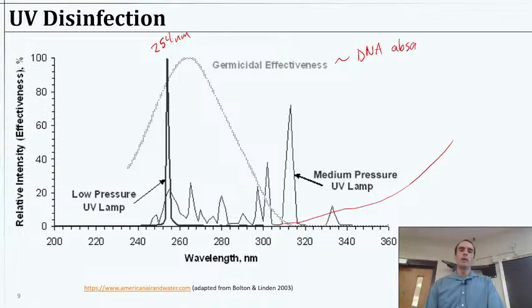Absorbs light, meaning that's the type of photons that have the right amount of energy to excite the DNA and cause that dimerization, to cause the reaction that harms the DNA.